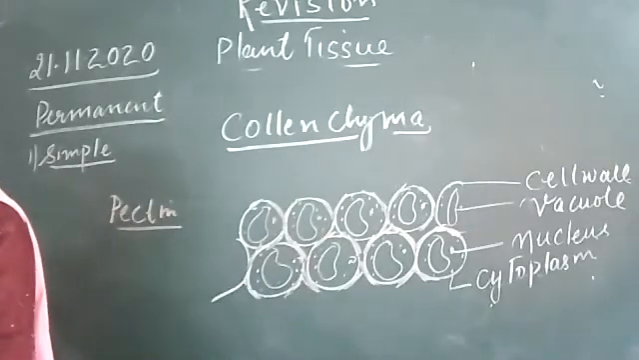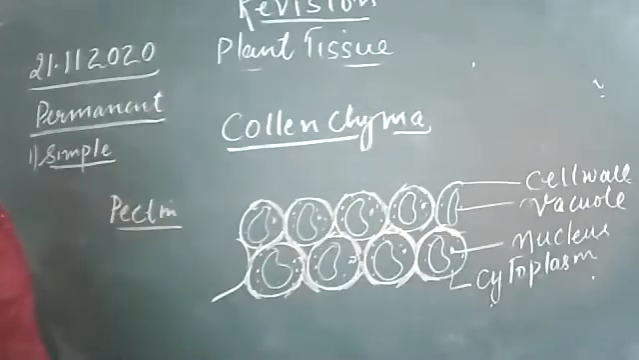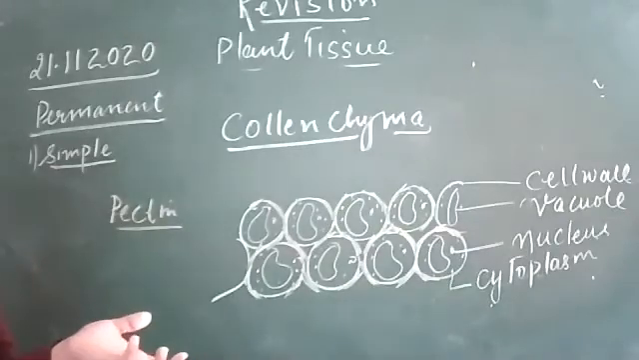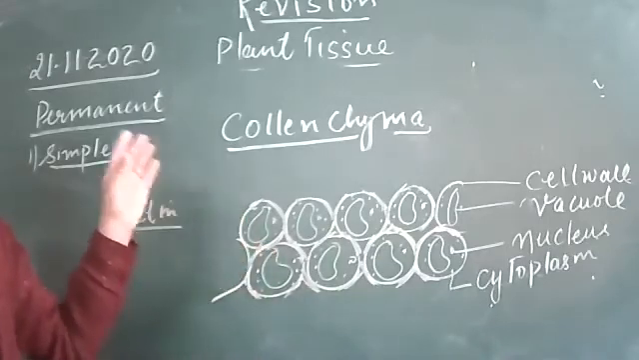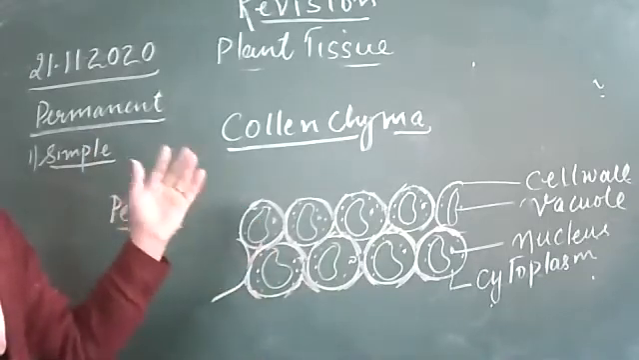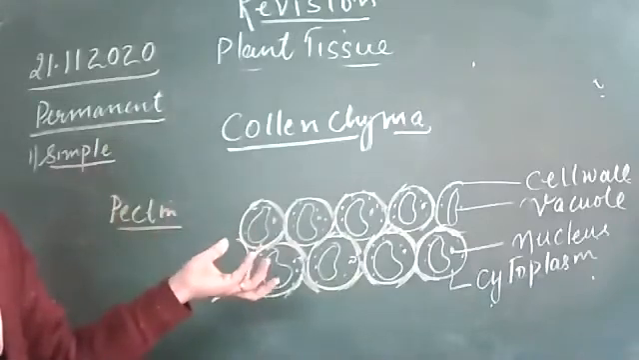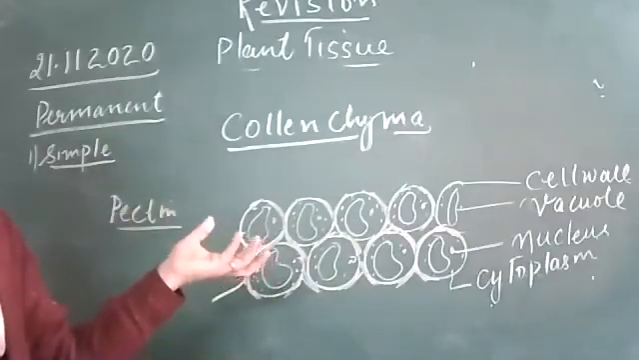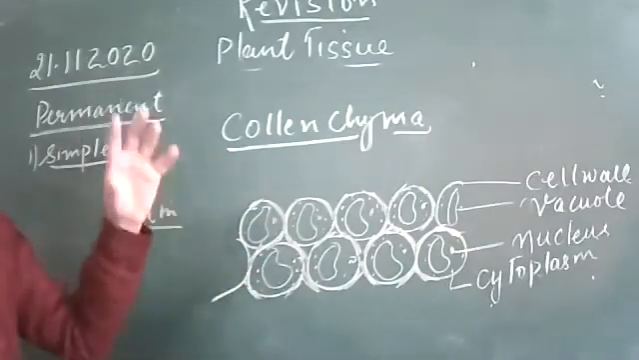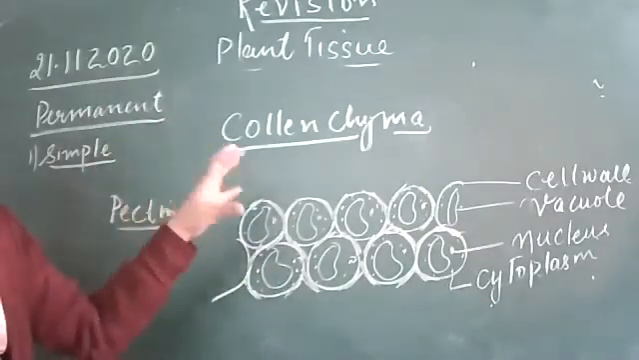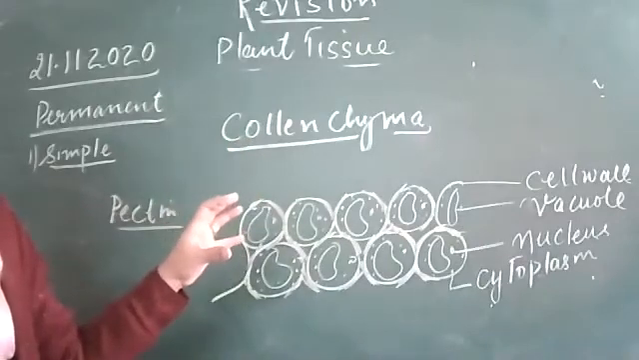What do you want to say? The areas where the plant is flexible. That is the function. Wherever flexibility is required, they are present. So they are for mechanical strength. They help in the bending of the branches and the leaves to provide flexibility. The basic function of collenchyma is this. And the cells are irregularly thickened because of the thickening of pectin at the corners.